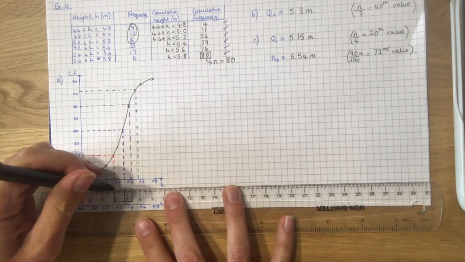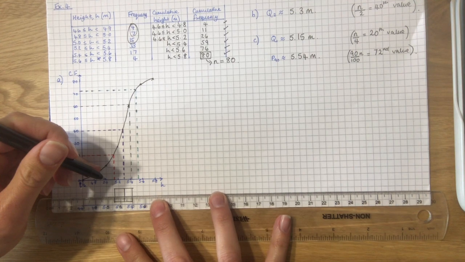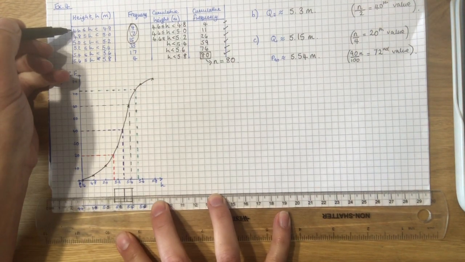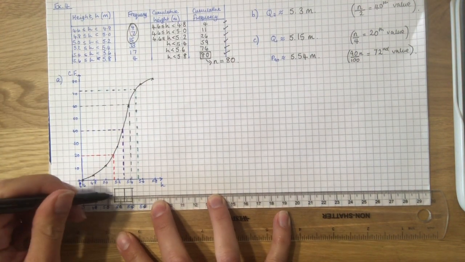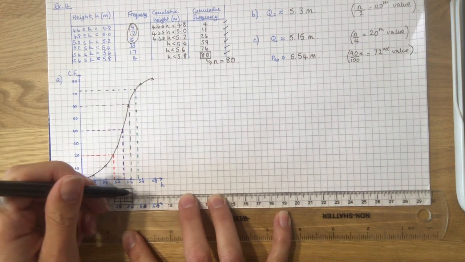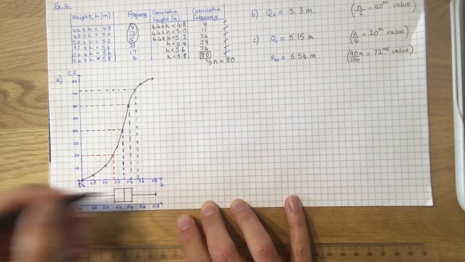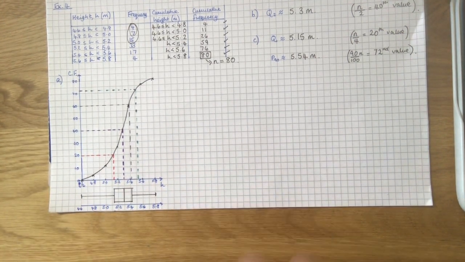Make my box. Then for the whiskers, we're going to go down to the lowest value. Well, we don't know the lowest value, so all we know about it is there's nothing less than 4.6. So we go down to 4.6. And we know that these go up to nothing more than 5.8. So we're going to come all the way up here to 5.8. Draw our little ends onto the whiskers, and there's the box plot. So have a go at exercise 3C, please.